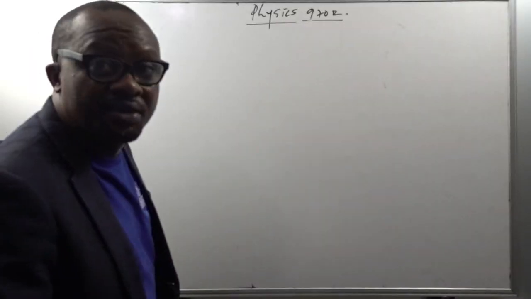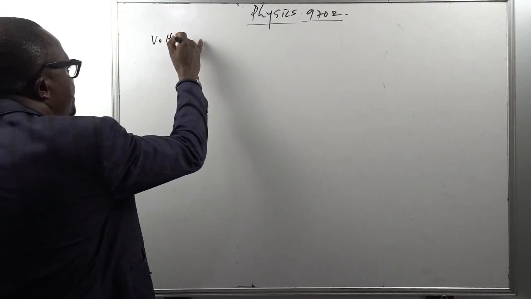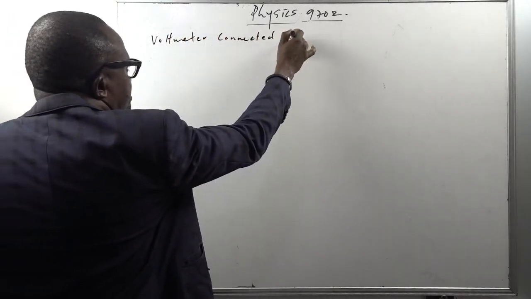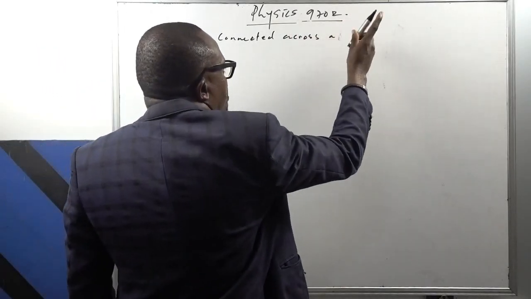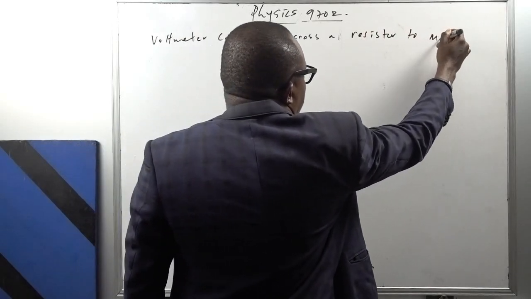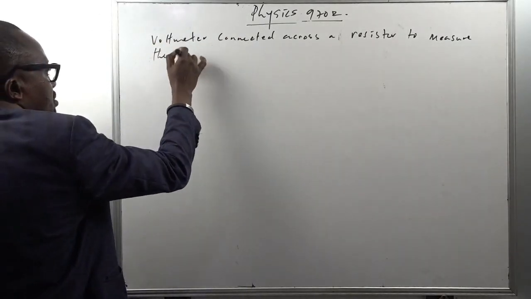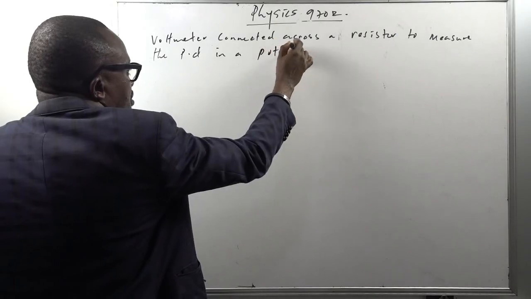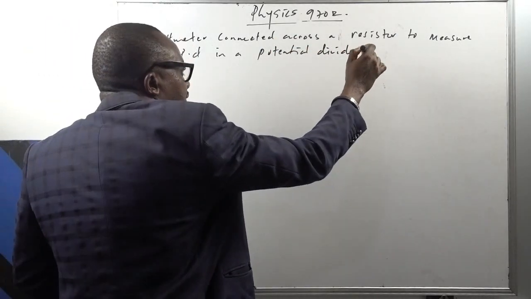Let's look at a voltmeter connected across a resistor to measure the PD in a potential divider circuit.